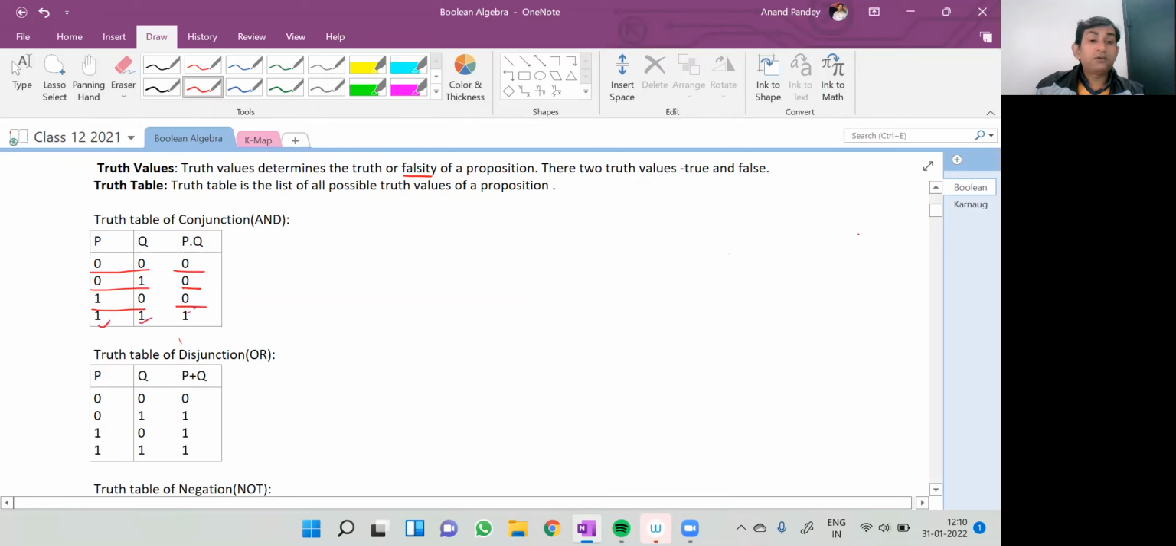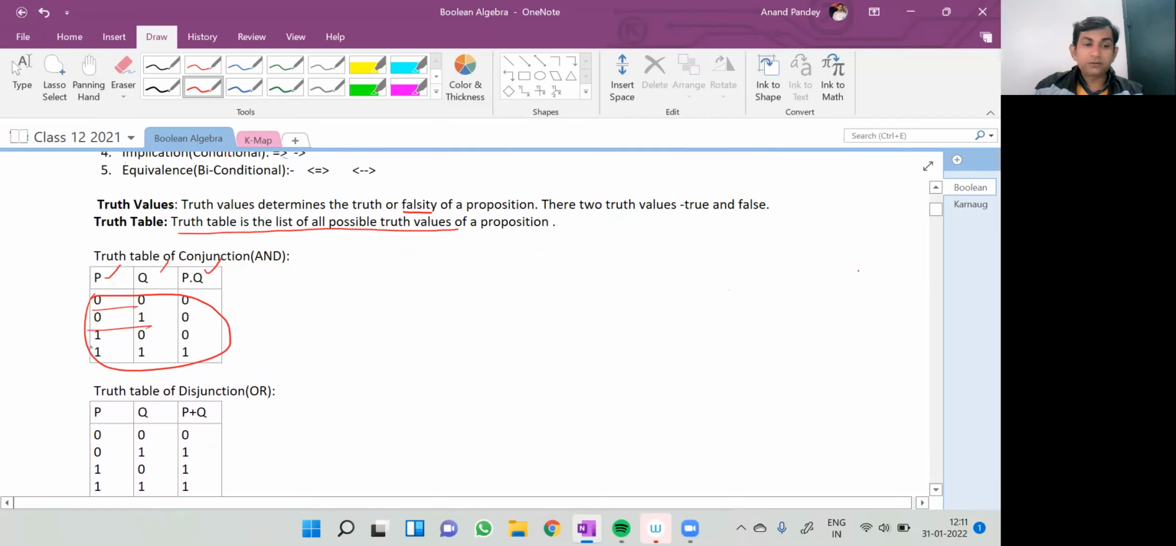Okay, so I am relating with the definition of truth table. A truth table is the list of all possible truth values of a proposition. Means P or Q, all the possible values you can see for P and Q, and for the P dot Q are here in this table. So what is truth table? Truth table is the all possible truth values of a proposition. Okay, possible values of P and Q will be 0 0, 0 1, 1 0, 1 1, and all the possible values of P dot Q will be 0 0 0 1.